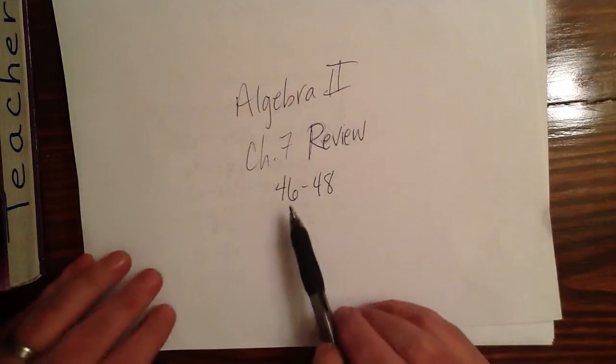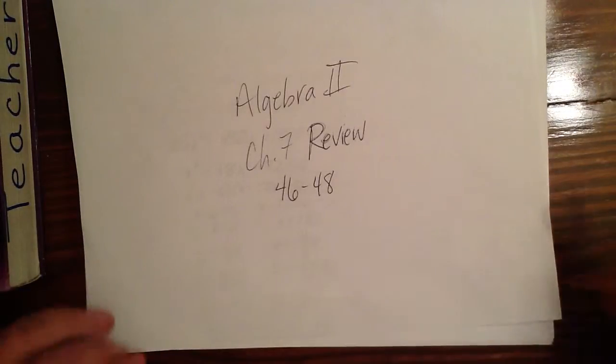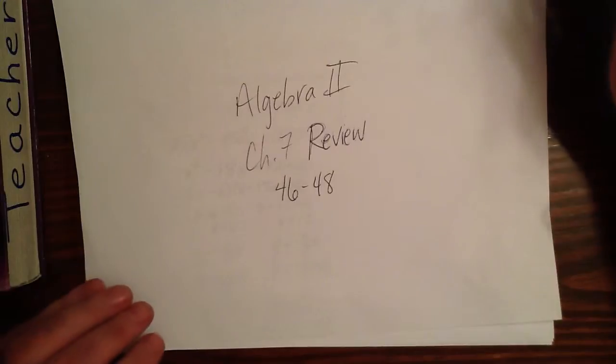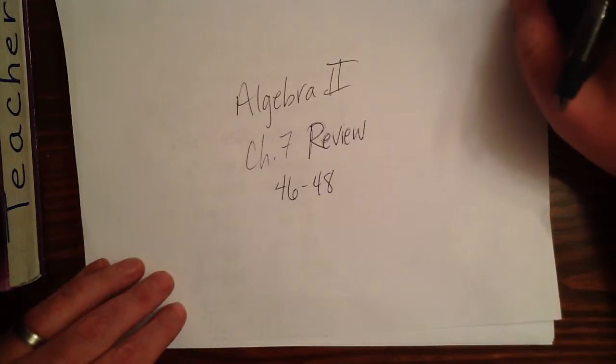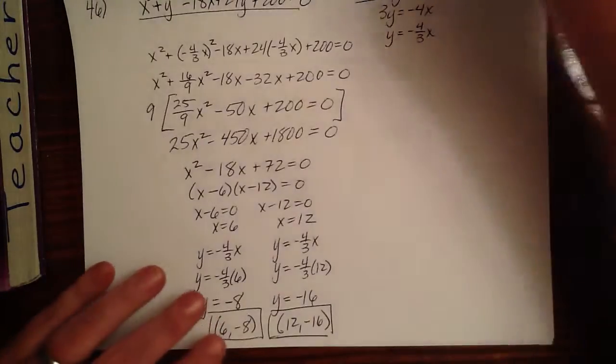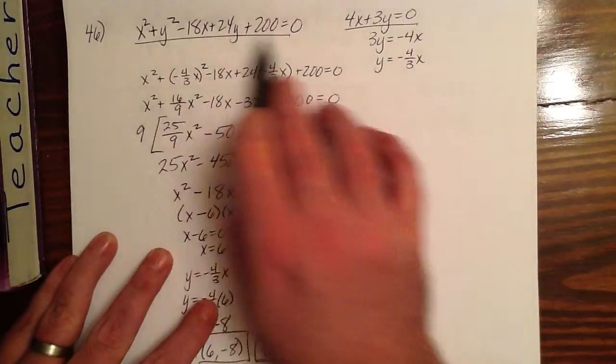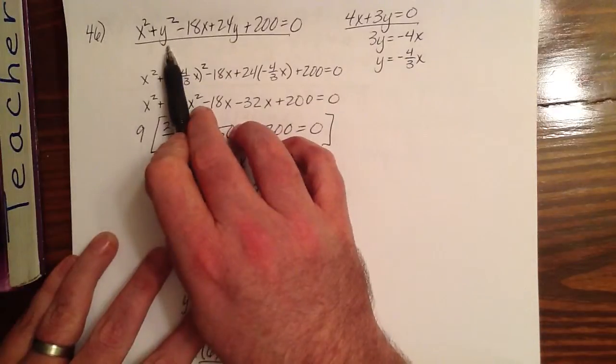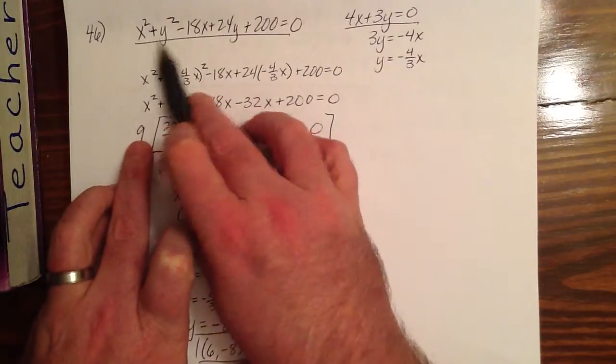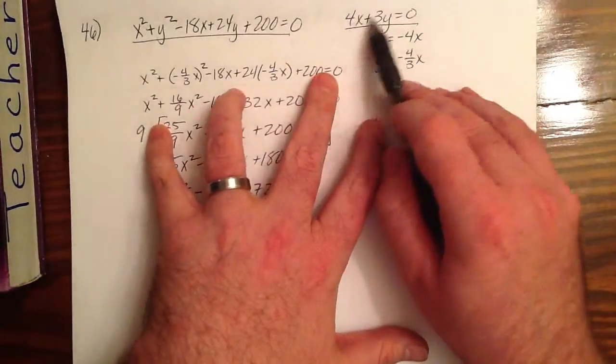Finishing up the review with questions 46 through 48. Since these had a lot of work to them, I went ahead and worked them out before starting the video, but I'll just talk through them. Number 46, you start with the equation of a circle, because it's x squared plus y squared and they have the same coefficient, and the equation of a line.